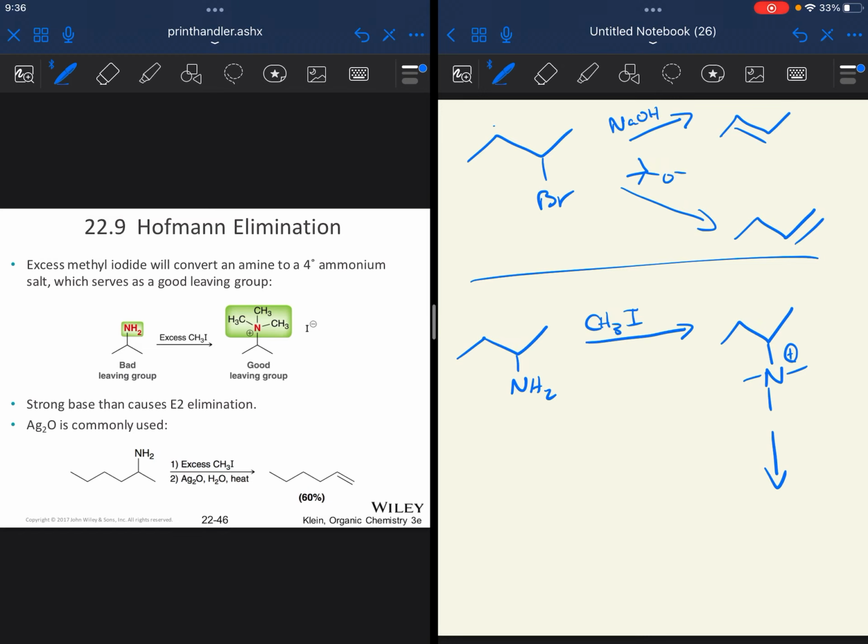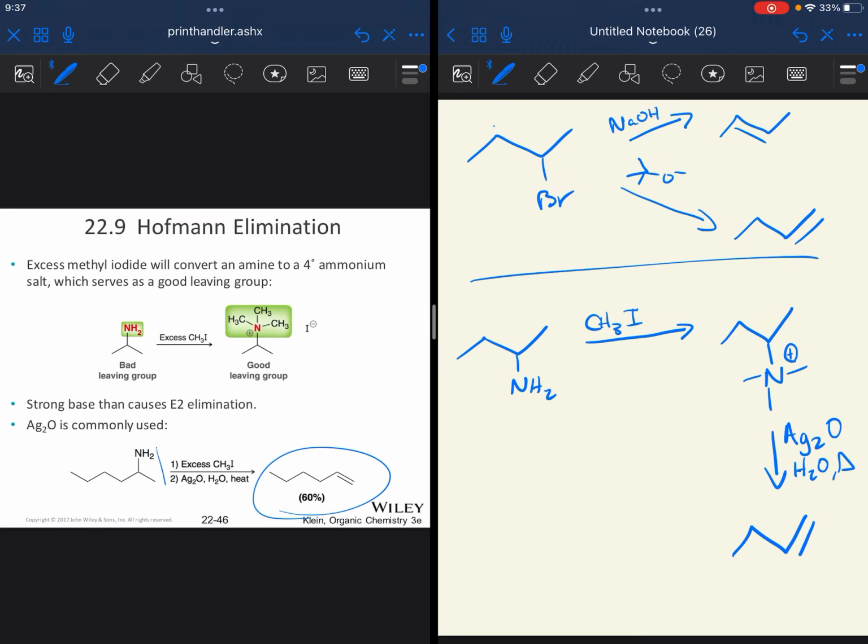Instead of hydroxide directly, typically in this reaction, you're going to see silver oxide mixed with water, maybe a little bit of heat. It makes the hydroxide in situ, but is just commonly what you're going to see in this two-step reaction. It will leave in greater majority, right? So our major product is the less substituted double bond. And therefore, we call this the Hoffmann elimination.